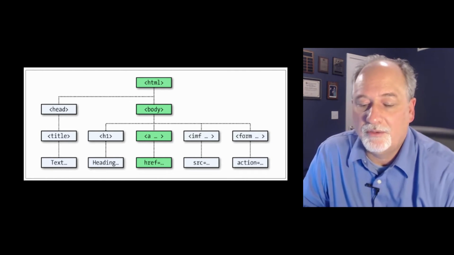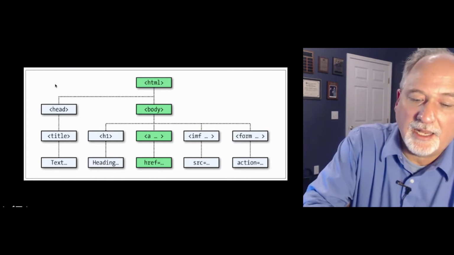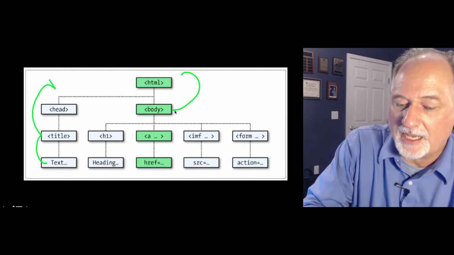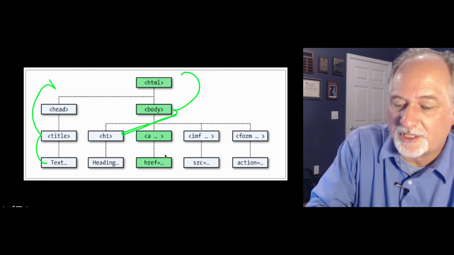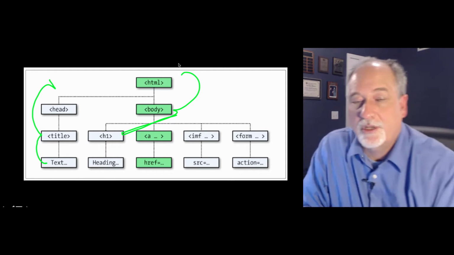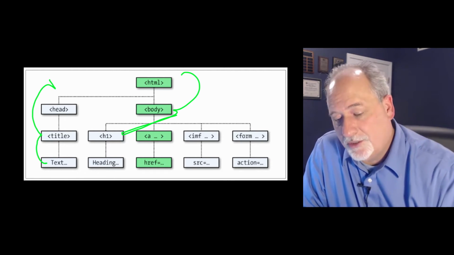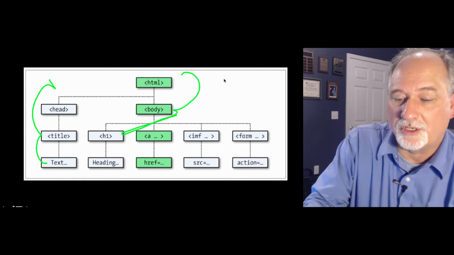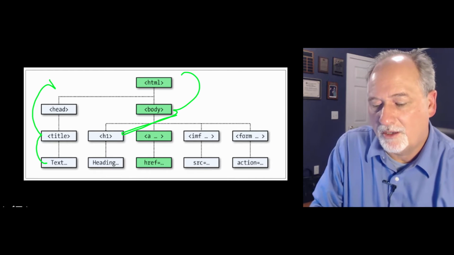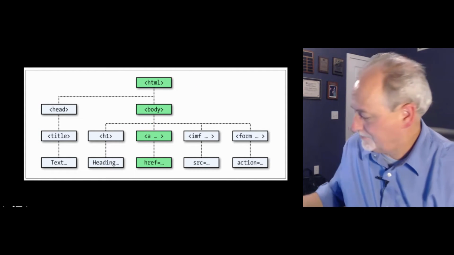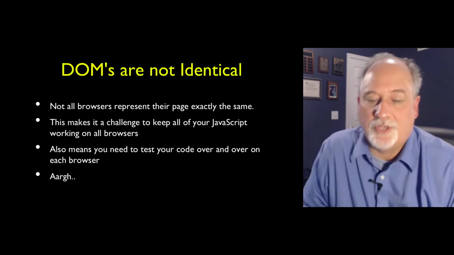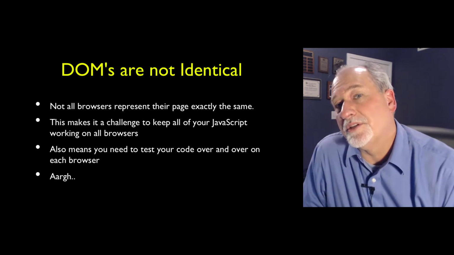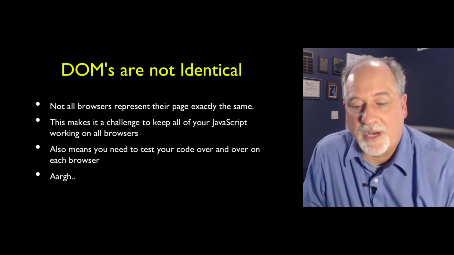So it's document.head.title.something or document.body.h1. And so there's this hierarchical structure that represents the page. But unfortunately, the shape of this picture is different for different browsers. So not all browsers represent their page exactly the same. The exact same HTML would produce a different document object model in different browsers.